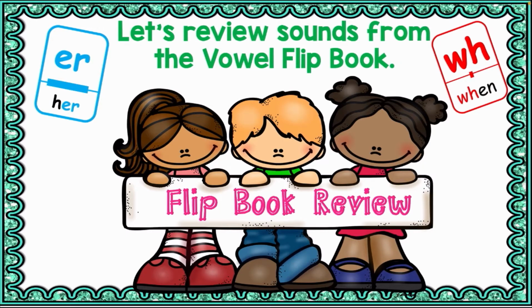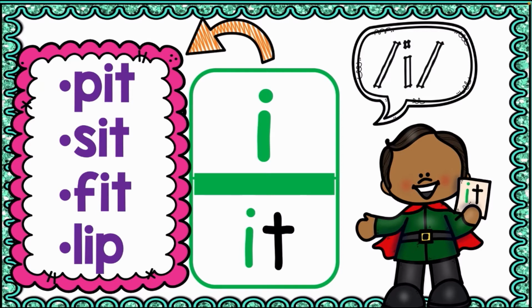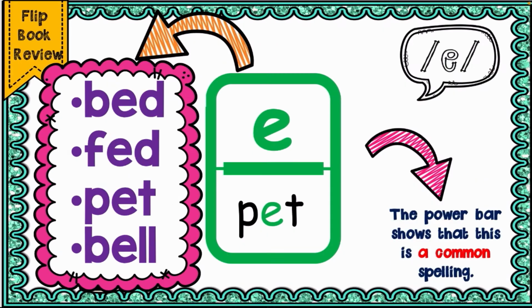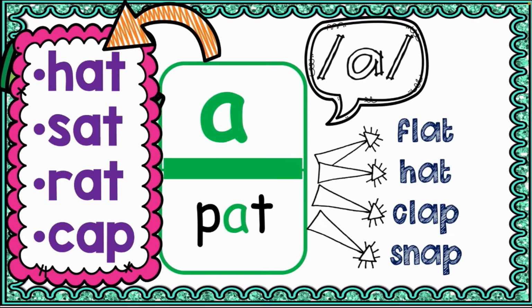Now let's review our flip book. We have the short I sound as in peat, sit, feet, and leap. Next one is the air sound, air, air, air, not E. The short E sound, as in bed, fed, pet, bell.